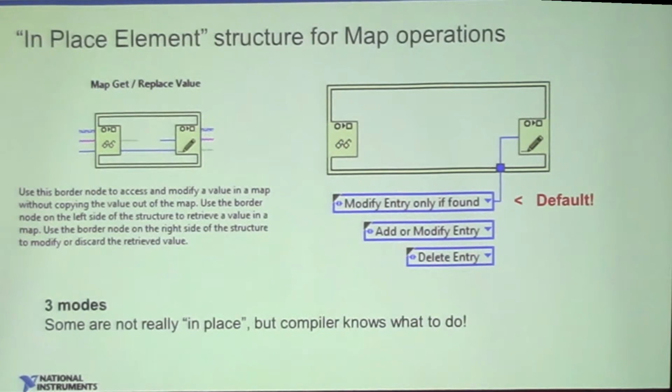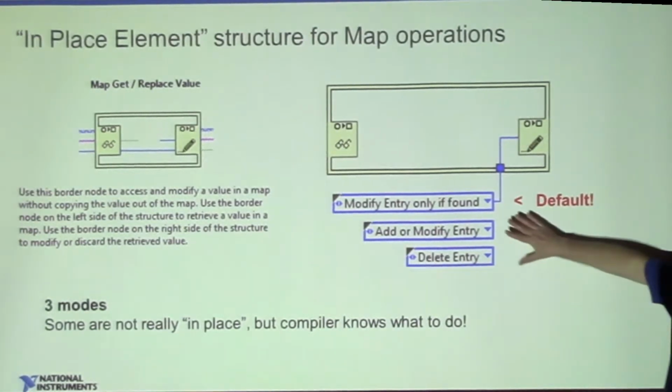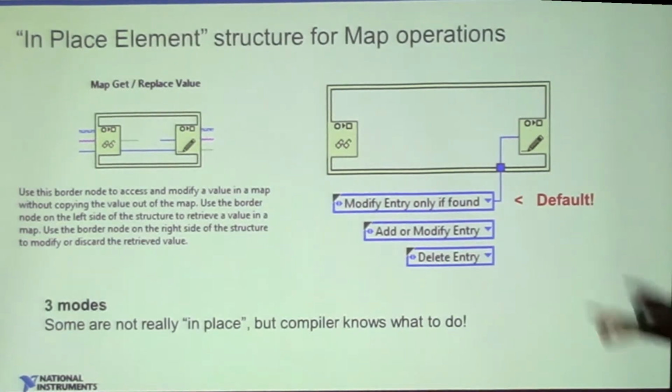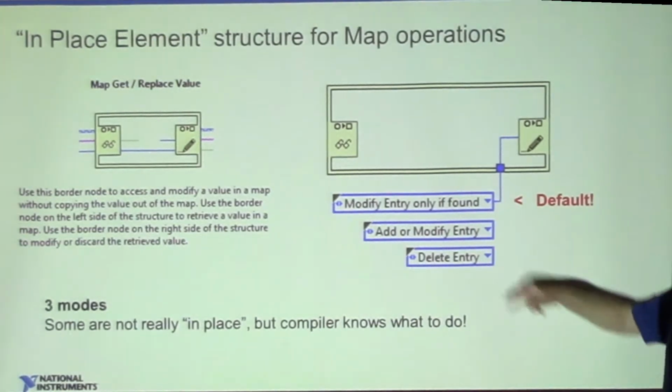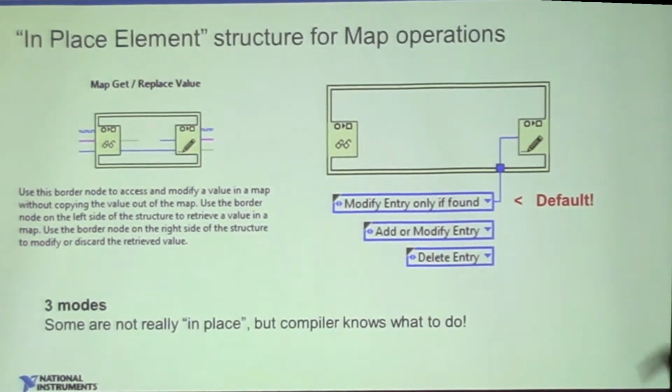That's the in-place element structure you just mentioned. So we have 3 different modes that you can wire here. A map comes in. You can either modify an entry only if found. Then it's really in place, because you only change the value. But you can add and modify or delete an entry, and it doesn't need to do any copying or anything. Some are not really in place. If you add an entry or remove an entry, it takes up different space. But the compiler, just trust it. It knows what to do. It knows what you want, what you really want.